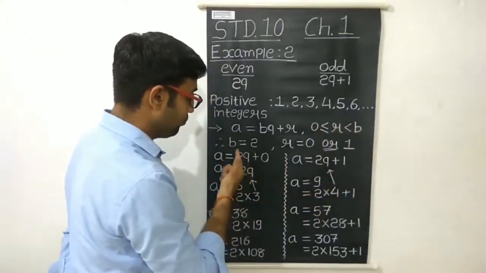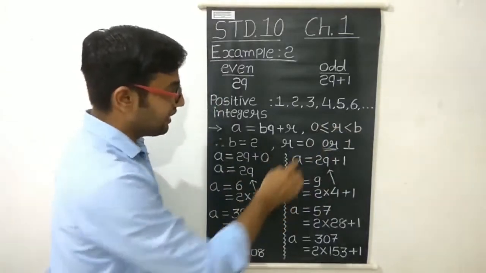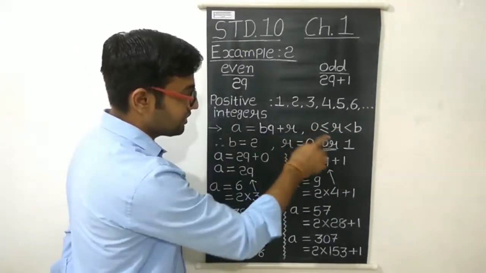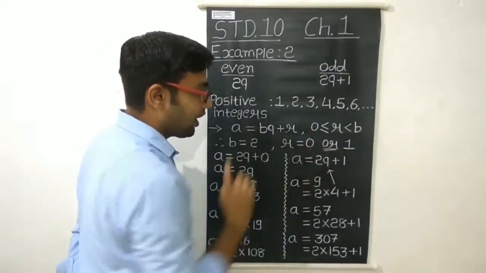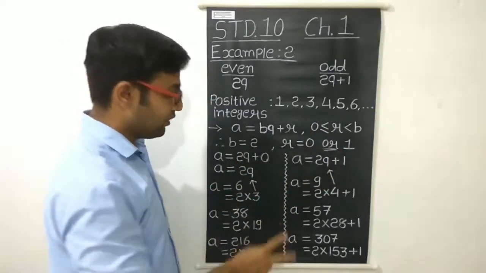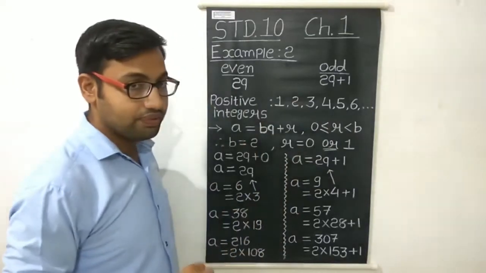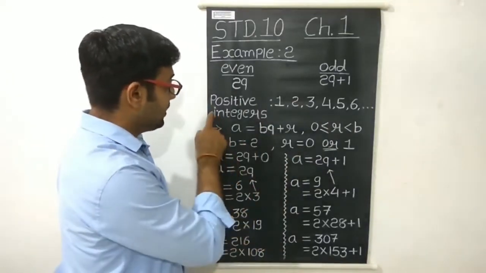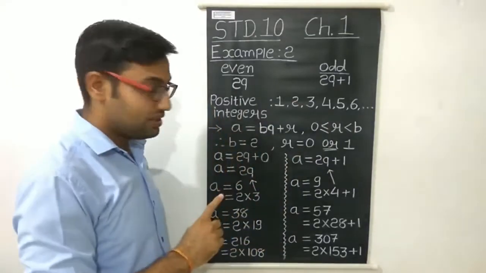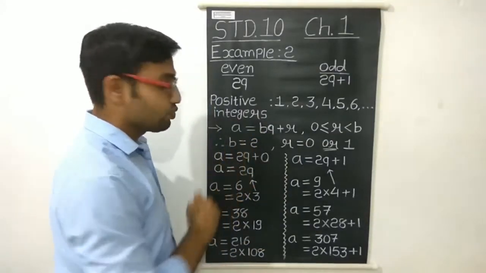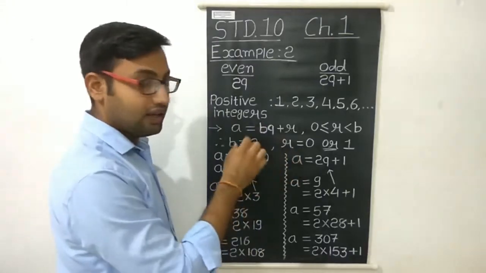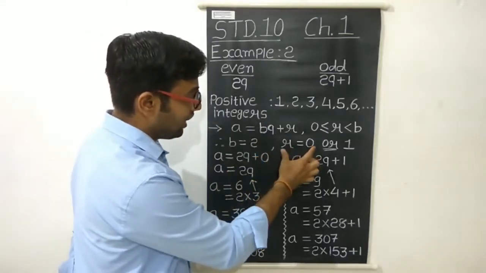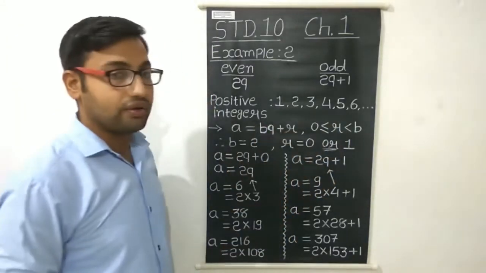Why? Because b is 2. We can take 0 because the relation is less than or equal to. So we can take one value of r as 0 and another value of r as 1. So only two values of r are possible. When we take a as a positive integer and b equal to 2, then r may have two values: r equal to 0 or r equal to 1.